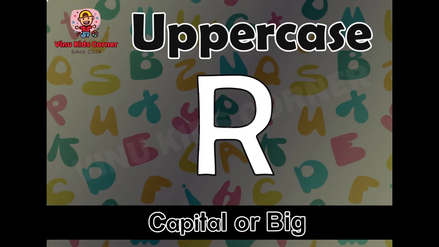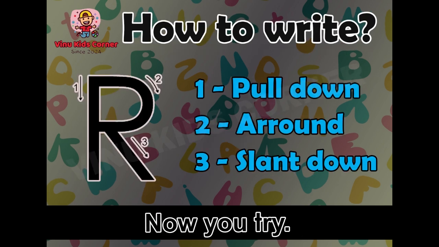Here is a letter R in uppercase. It is also known as a big or capital letter. Now we are going to write uppercase R. Start with the top and make a line down. Then go back to the top and go around to the middle. Next make a line down to the right.